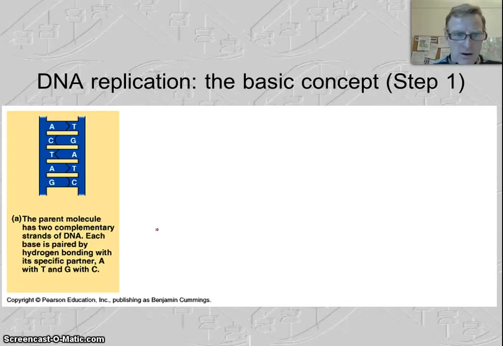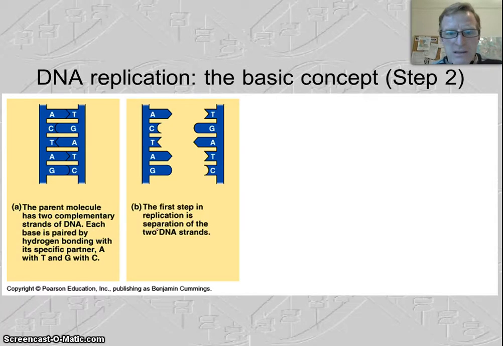So here we have our double-stranded DNA, the helix, with the A's and T's and G's and C's paired up properly. The first thing, if we want to copy this, is we've got to unzip it. There's an enzyme called helicase that's going to come through the middle and unzip it. So it looks like that. Now we've got our bases exposed in the middle.